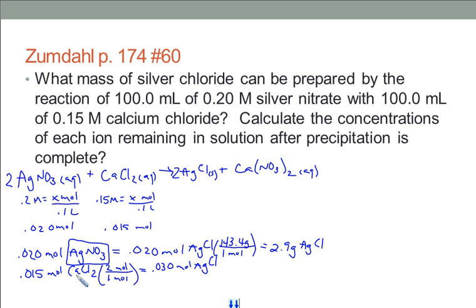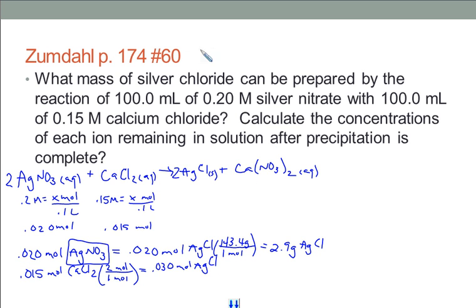We know that we're going to have excess calcium chloride because that was our excess reactant. So we're going to have excess calcium ions. We're going to have excess chloride ions. The nitrate ions that we started with in the silver nitrate are not being used in the chloride reaction or making the silver chloride. So those will also be floating around in solution. So we have a lot of other ions to consider.